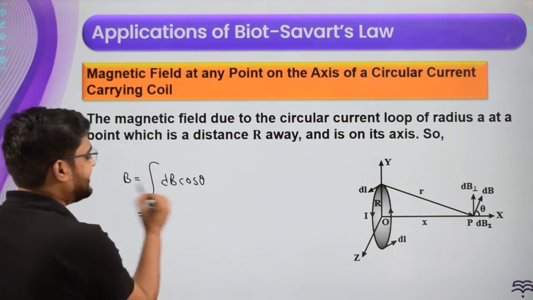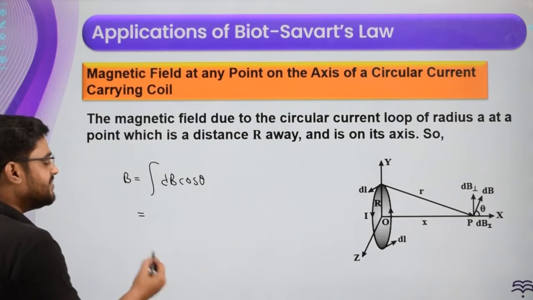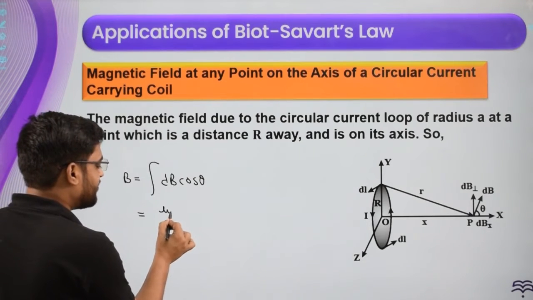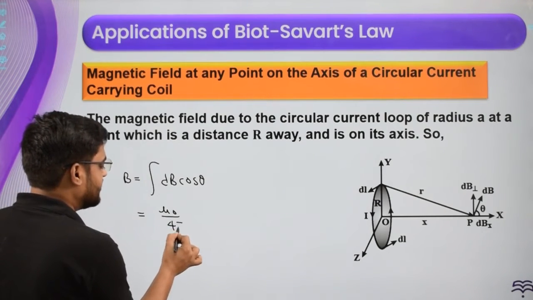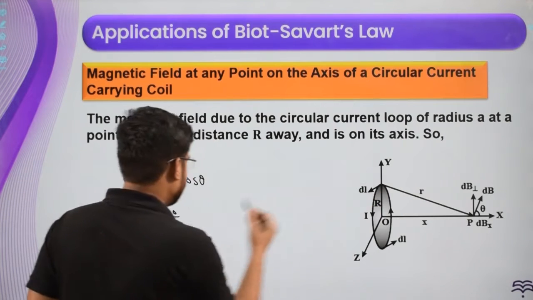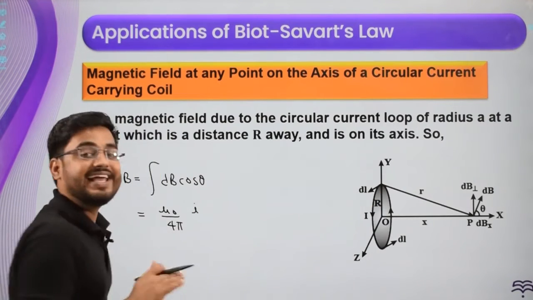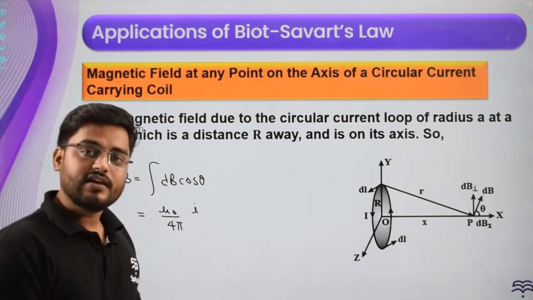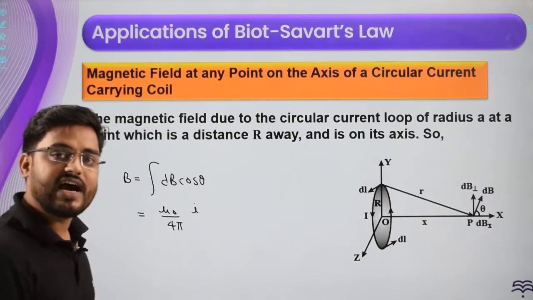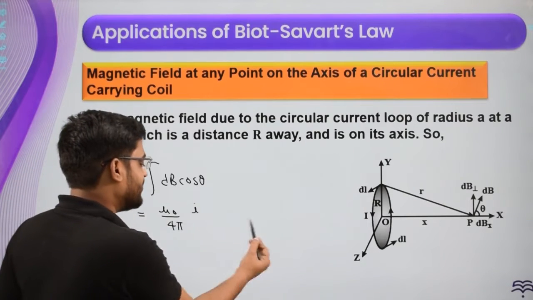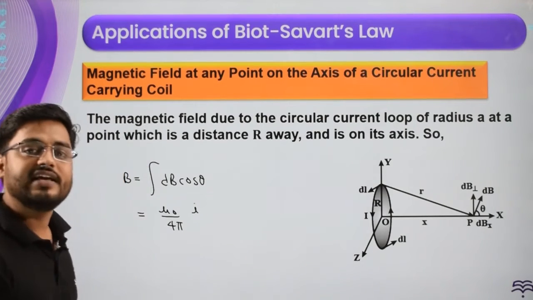Now it is time to write dB. How do you write dB? dB is mu naught upon 4 pi, using Biot-Savart's law here. The current is still I, so I dl cross r, or dl sin theta. I am not using r because if you write dl cross r, then you have to write r cube over here. So I am saying dl sin theta.